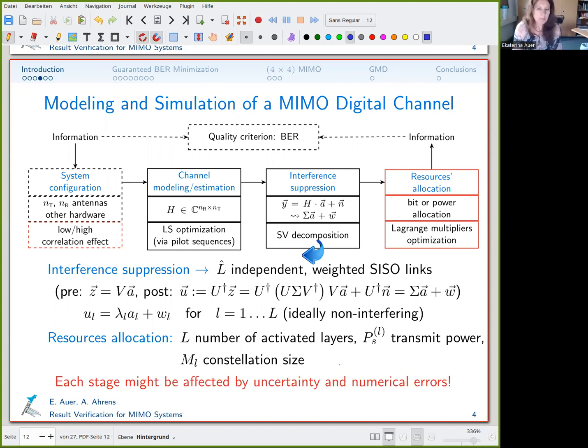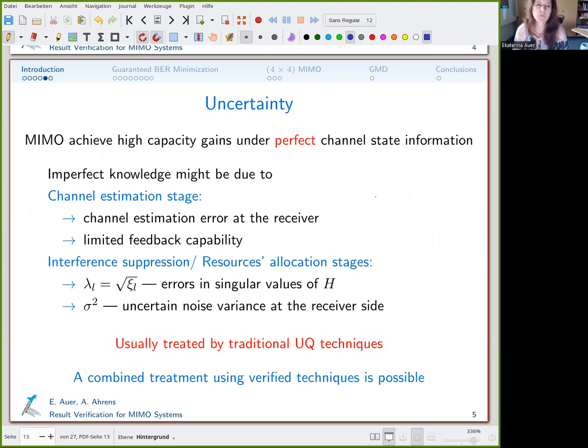Each stage might be affected by uncertainty and numerical errors, and let me explain what kinds of uncertainty we can have in the system. MIMO systems can achieve high capacity gains, but this is only supposing that we have perfect channel state information. And of course, we don't have perfect channel state information. This imperfect knowledge might be due, at the channel estimation stage, to channel estimation error at the receiver or limited feedback capability of the MIMO link. At the stages of interference suppression and resources allocation, we might have uncertainty in the singular values of the matrix H. We can have uncertain noise variance at the receiver side. And of course, those things, for example, described at this stage were already treated.